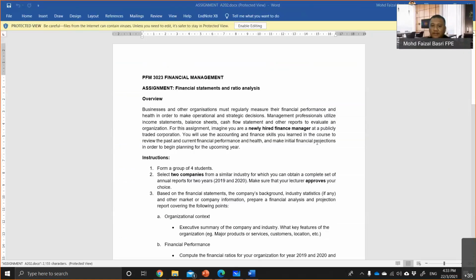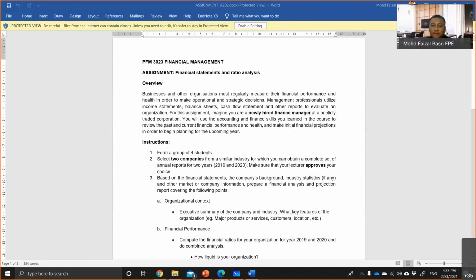Okay, so there's information here from a group of four. For any odd numbers, let me know, but by default, it's four in a group. So you have to choose two companies from a similar industry. To book the companies, you can register with me using our WhatsApp group, first come first served. Register your interest on the two companies. Must be from the same industry. And my suggestion is to choose Berhad companies.